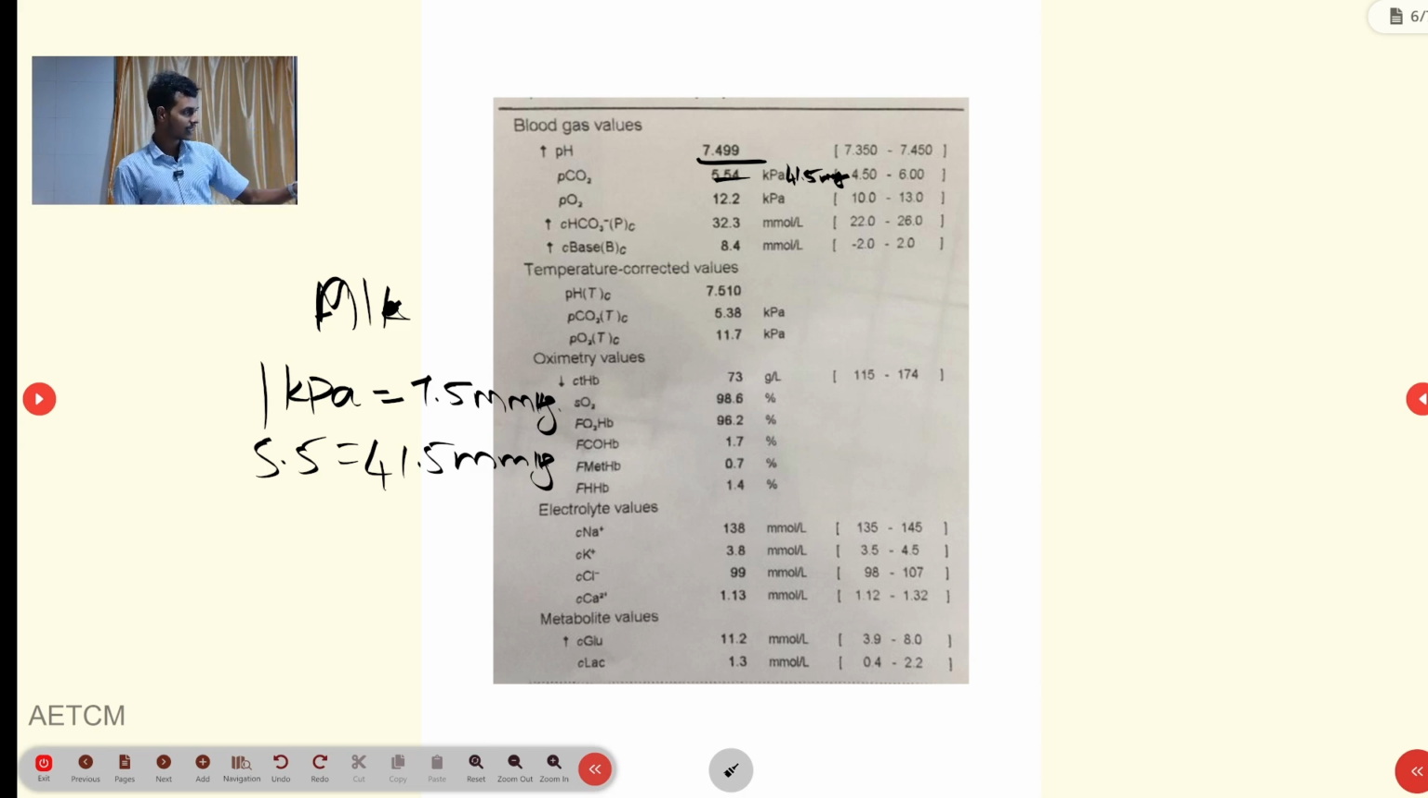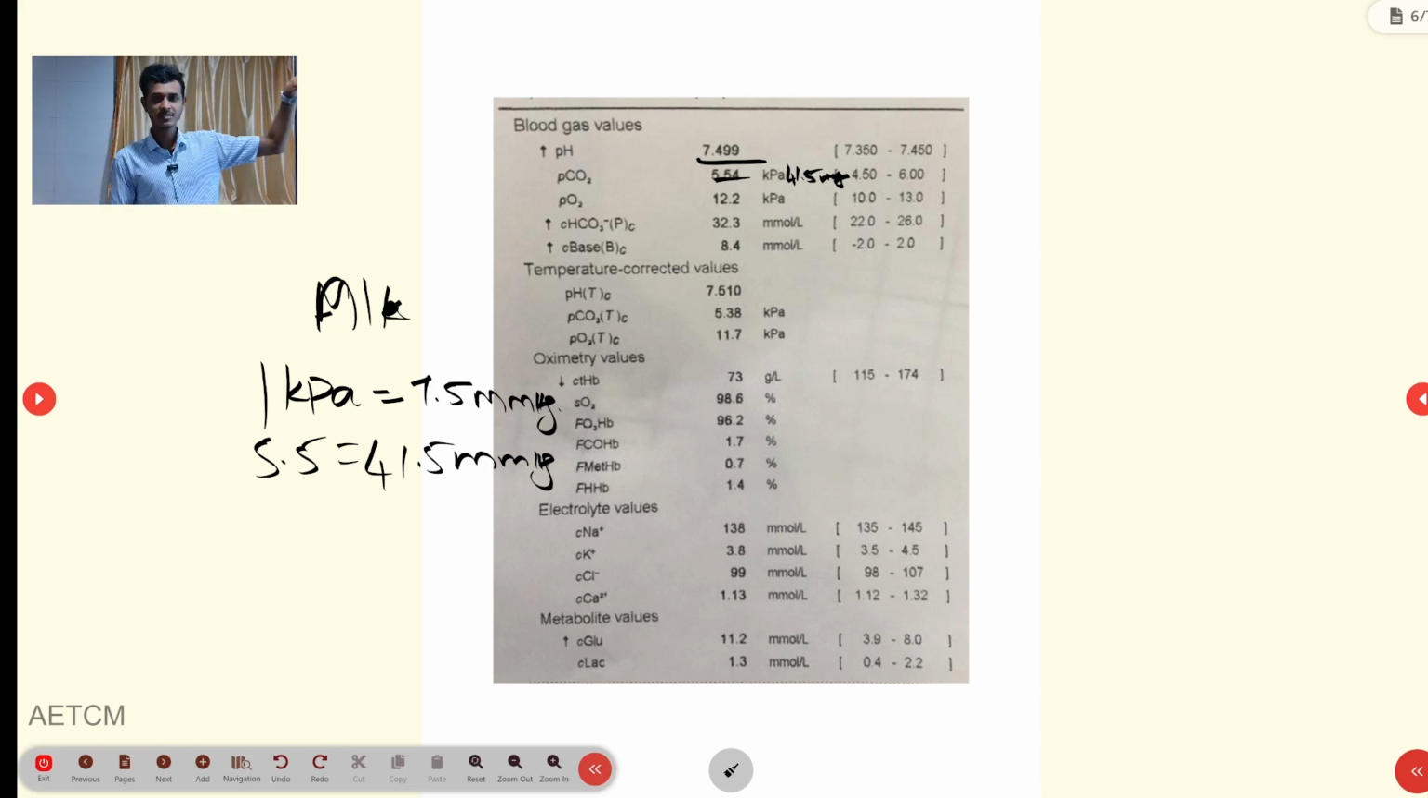Now I am going to check the other levels like bicarbonate level, that is 32.3. What is the normal value? 22 to 28. So it is clearly indicating there is a bicarbonate buildup in your body, so automatically it leads to the metabolic alkalosis condition. Then you can check the base level also, it is 8.4. What is the normal level we told? Minus 2 to plus 2. So again the base level is increasing, which again indicates metabolic alkalosis or base excess.